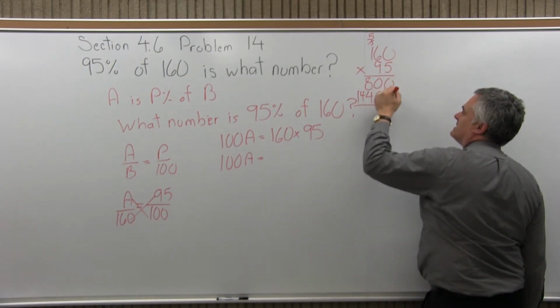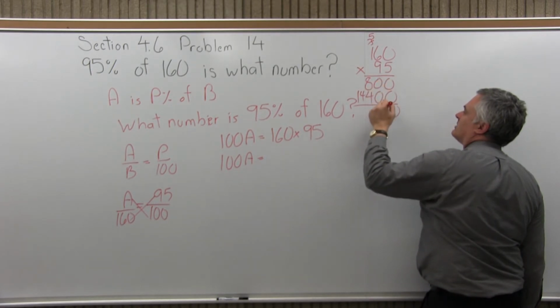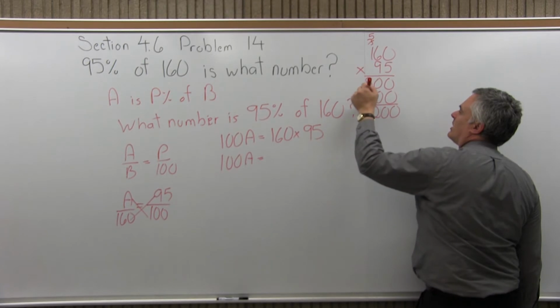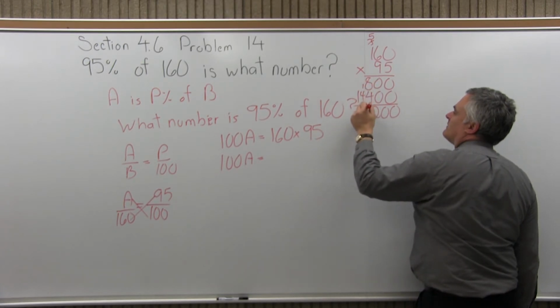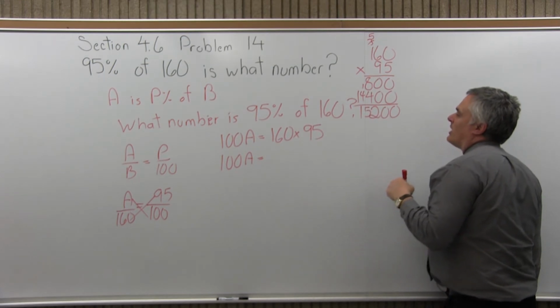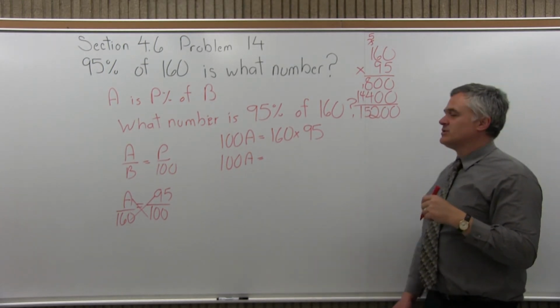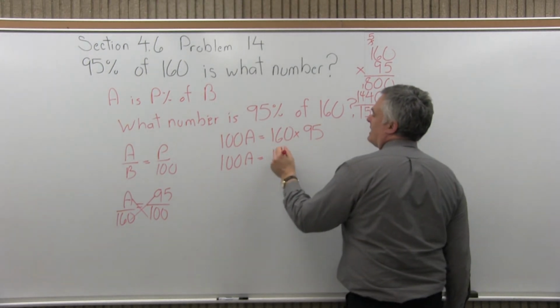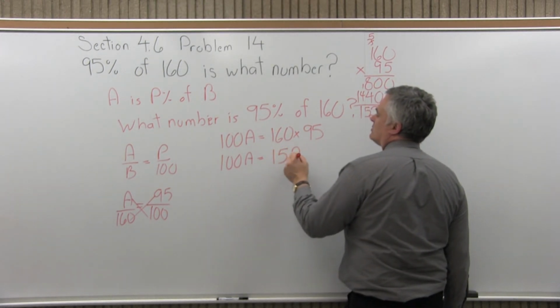Add what's left. 0 plus 0 is 0. 0 plus 0 again is 0. 8 plus 4 is 12. Write the 2, carry the 1. 1 plus 4 is 5. Nothing plus 1 is 1. So I have 152 with 2 zeros. So in other words, 15,200. So 100A equals 15,200.